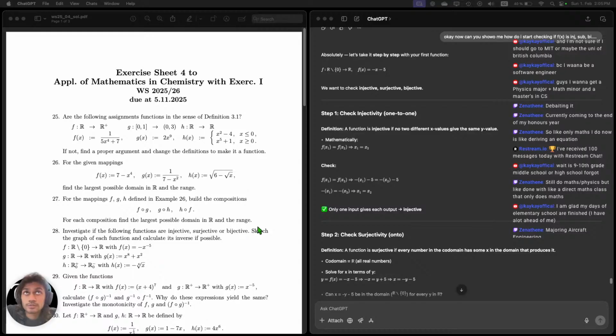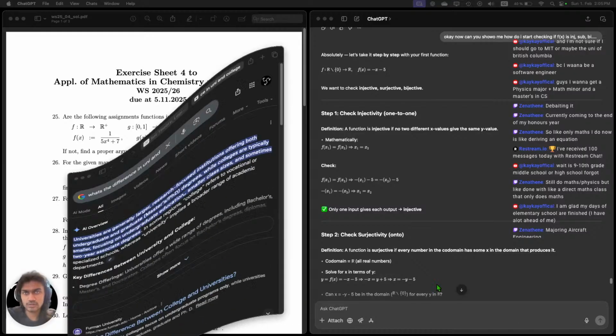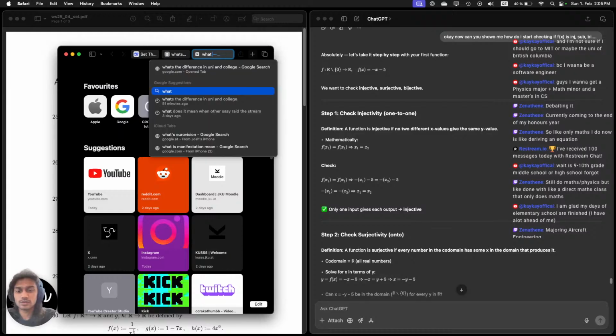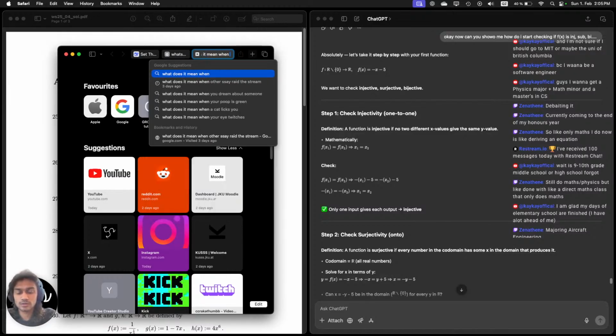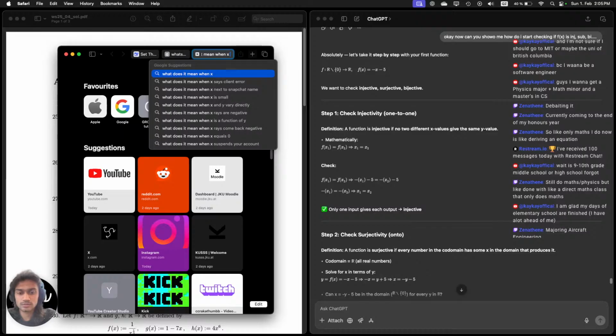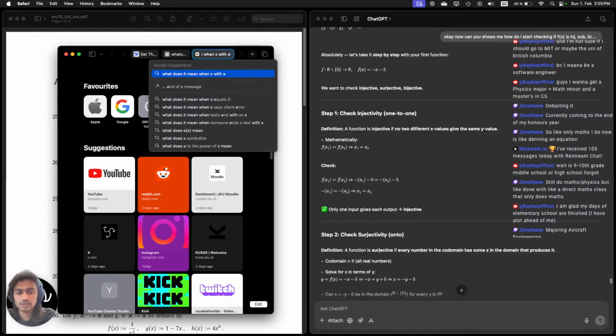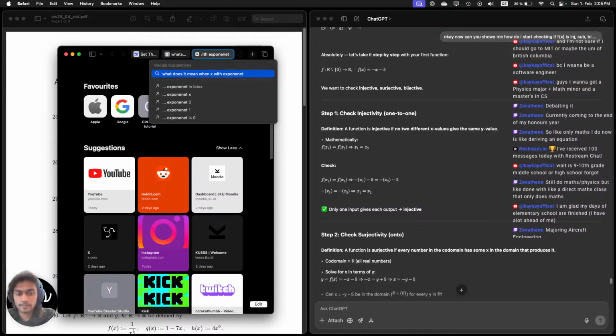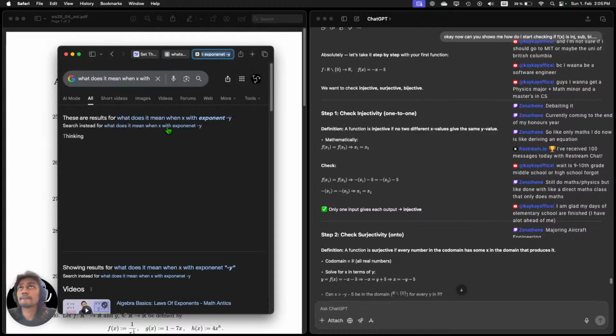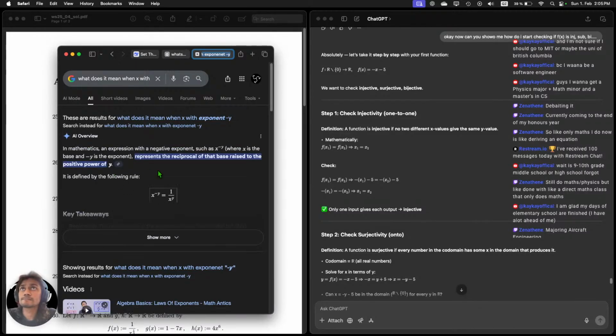f of x equal to minus x raised to minus 5. Okay. What does it mean? x raised to minus 5? It means... Oh, fuck. I'm having a slight confusion. What does it mean? x with exponent minus y. Okay, 1 by x raised to y, okay.